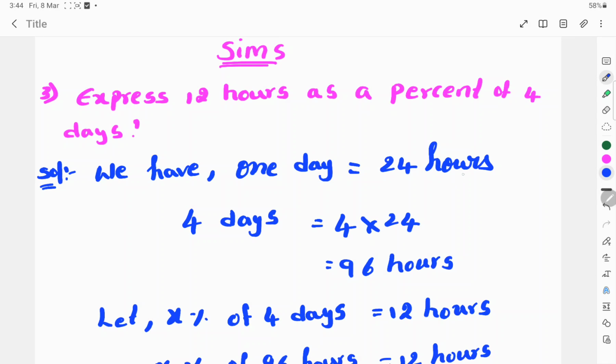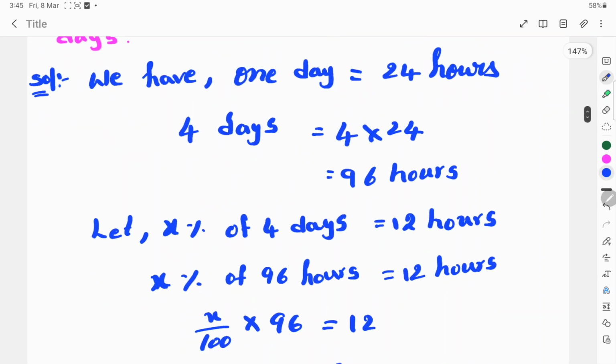24 hours. And 4 days, how many hours? Let's see. 4 into 24, that is 96 hours. So 4 days is equal to 96 hours.